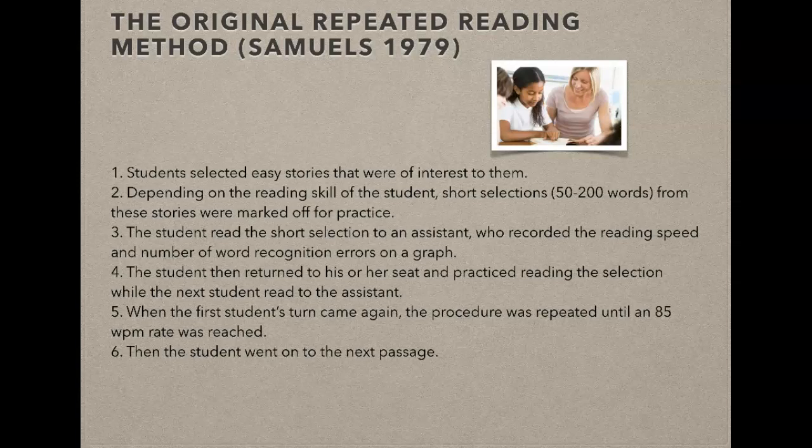The student read the selection to an assistant first, who recorded their reading speed and number of correct words on a graph. The student then returned to his or her seat and practiced reading the selection while the next student read to the assistant. When the first student's turn came again, the procedure was repeated until they reached an 85 words per minute rate. Then they were able to choose another passage.